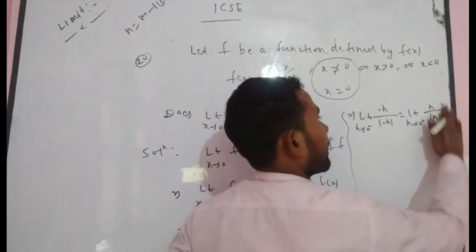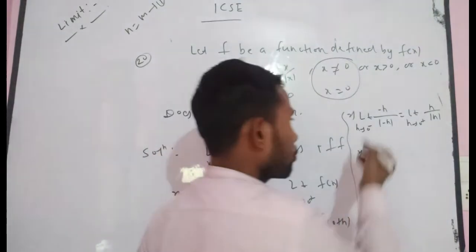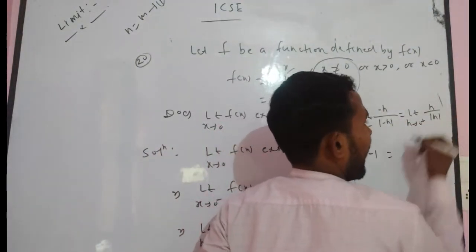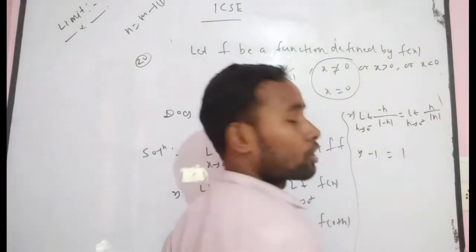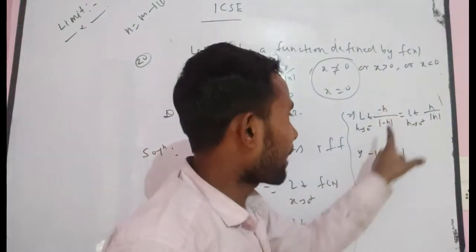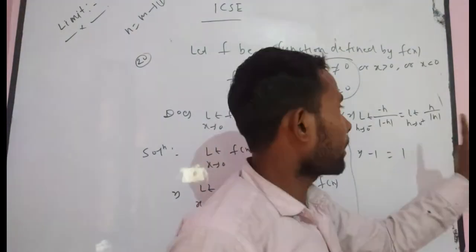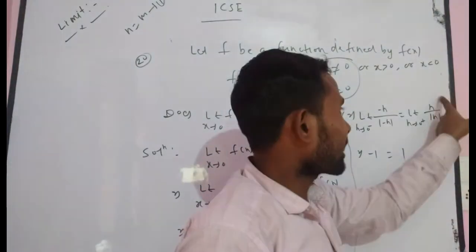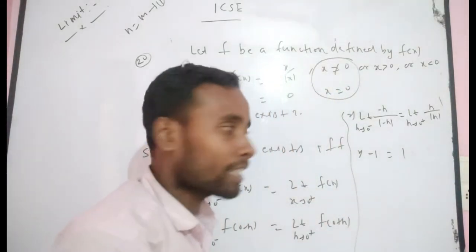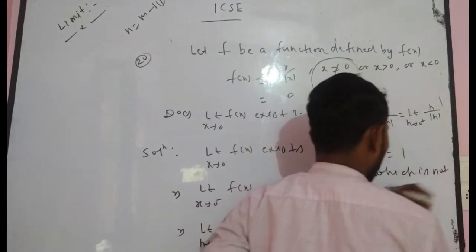What will be said? Now, manipulate it. Modulus of minus h will be h, so h cancels, and that will be minus 1. And h by mod h, that means mod h is equal to h, so you get h by h, that will be 1. So you get minus 1 is equal to 1, which is not true, which is not possible.